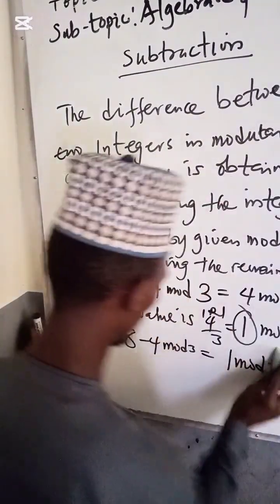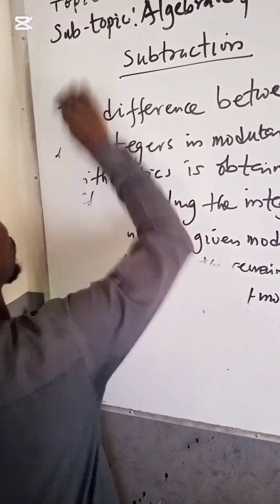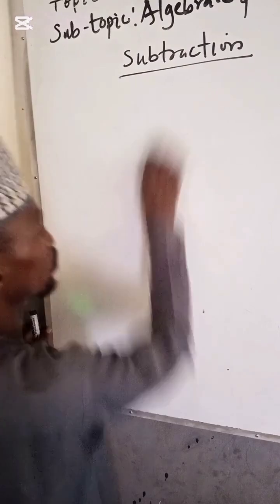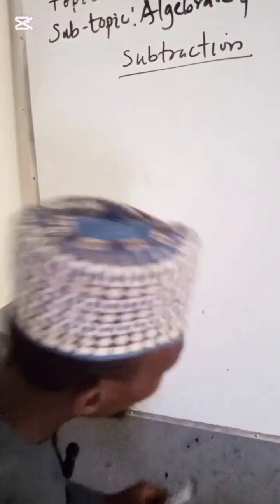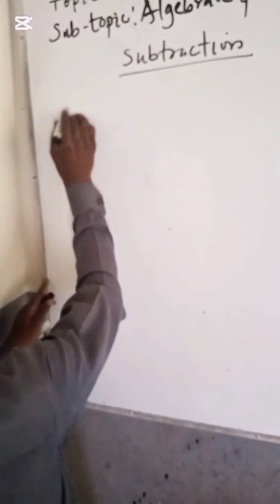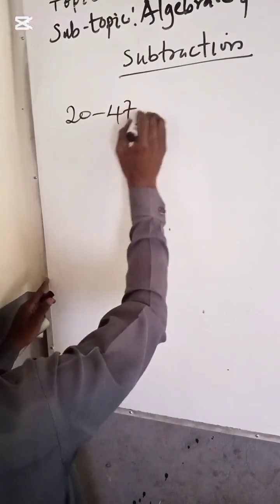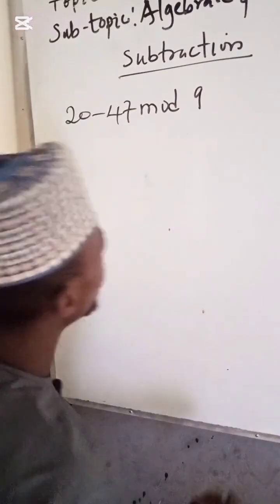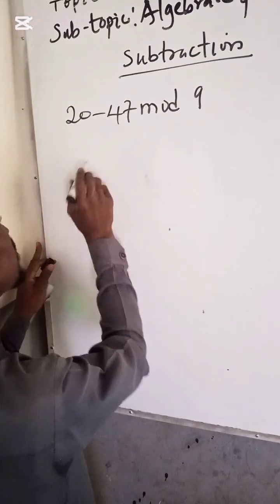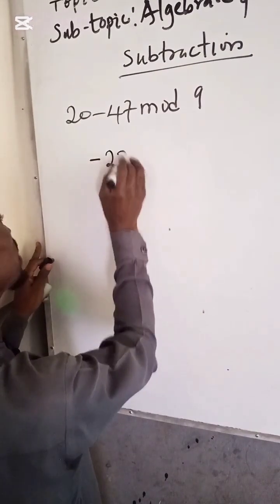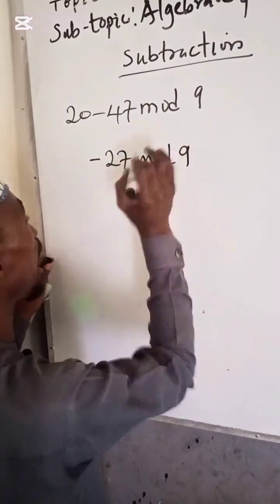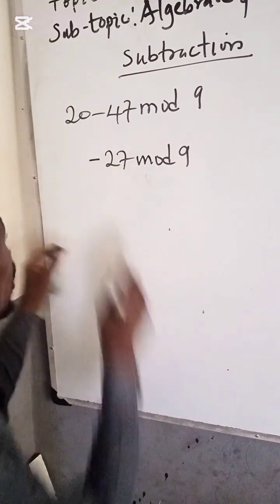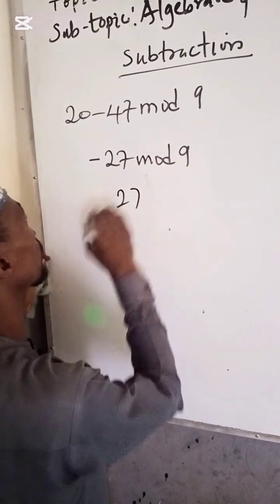Question 3, which is what? 20 minus 47 mod 9. So 20 minus 47 will give you a negative value of what? Minus 27 mod 9. This is negative. First of all, before we look for a way to transform this negative to positive, we divide this 27.